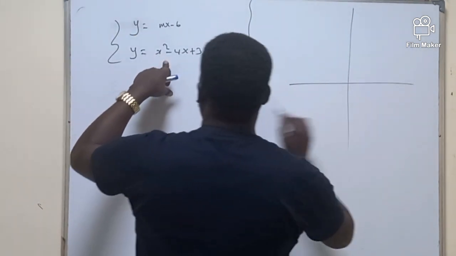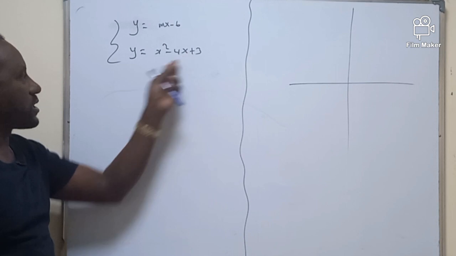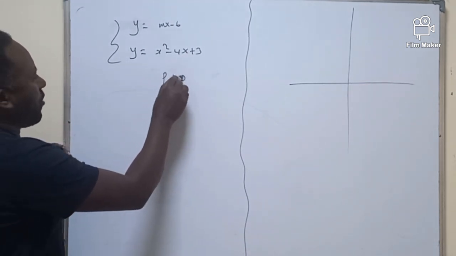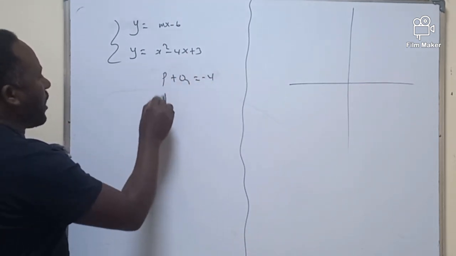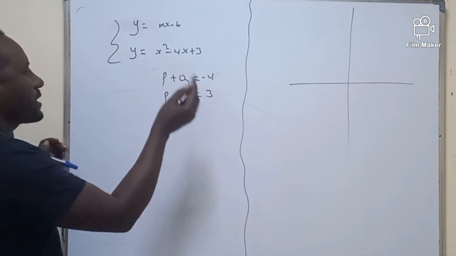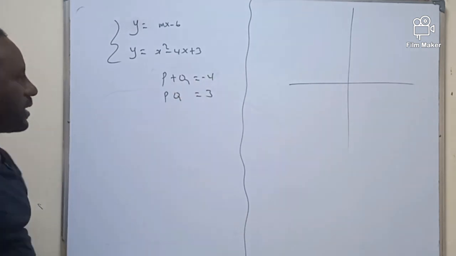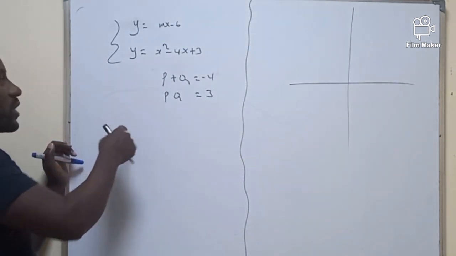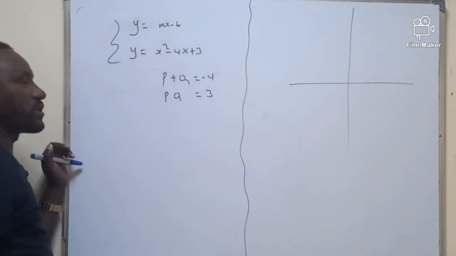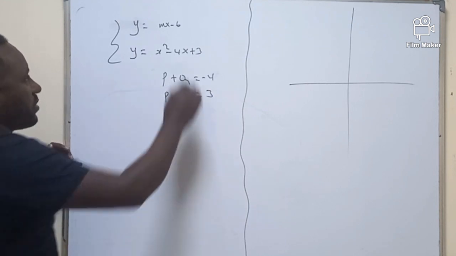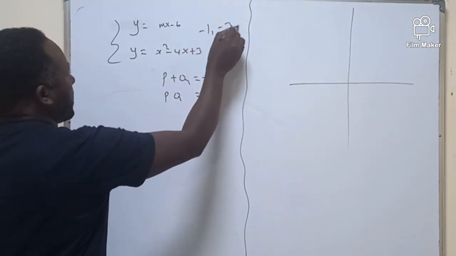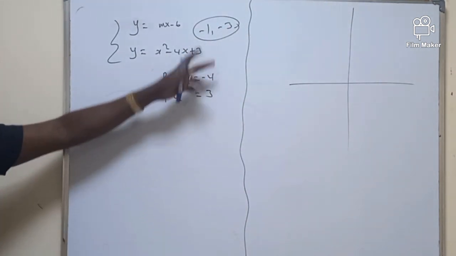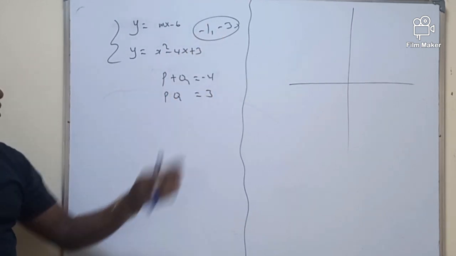For this quadratic equation, you have to find two numbers whose sum, p plus q, is negative 4, and whose product pq is exactly 3. So what are the numbers? The numbers are negative 1 and negative 3. The sum of these numbers is negative 4 and the product is 3.